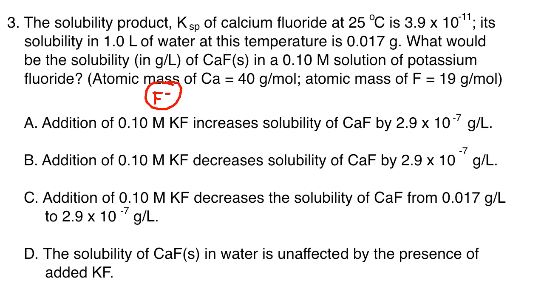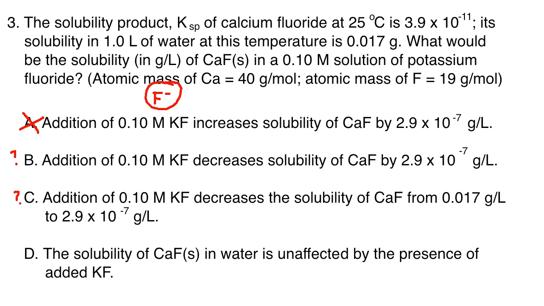So let's look at A. Addition of the 0.10 potassium fluoride increases solubility of calcium fluoride. That's a no, because we would not increase. Okay. Then it says the same thing here, but decreases. This is possible. Addition of it decreases the solubility from 0.017 to 2.9. So that's also a decrease.